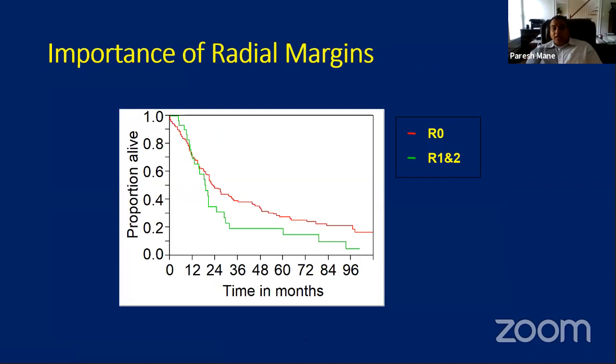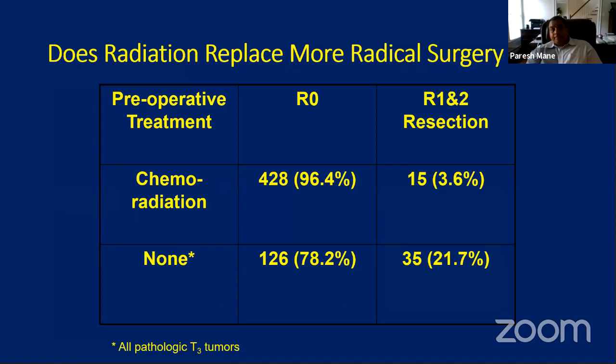Importance of radial margins: yes, R0 resections give a higher chance of survival, obviously. It's very important to do frozen sections in the operating room. That's what we would typically do. Does radiation replace more radical surgery? No. I think what chemoradiation does is it allows you to have a better R0 resection, R0 meaning no tumor left behind. Radiation allows you to get better margins and shrinks the tumor, so radiation augments surgery. It's not a replacement for surgery.